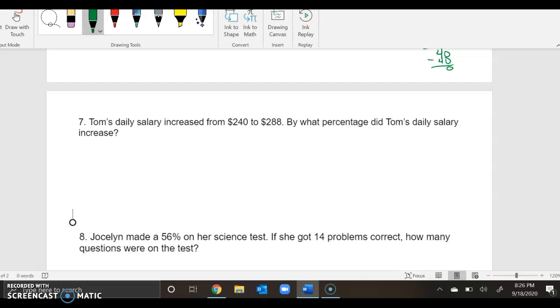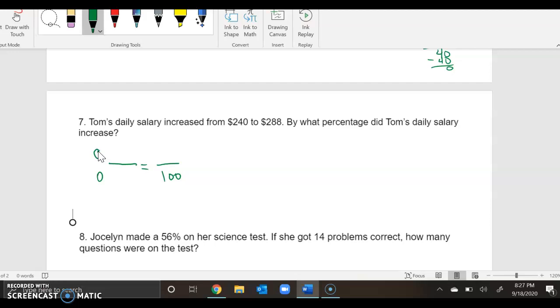Number 7 says Tom's daily salary increased from $240 to $288. By what percentage did Tom's daily salary increase? So we know we're going to need a proportion, so we can go ahead and set that up. 100 goes in the bottom corner every time. If we look back at our information here, we know Tom's salary was 240 and now it's 288. So that should be a clue to you that this is percent of change. So we will be doing change over original.